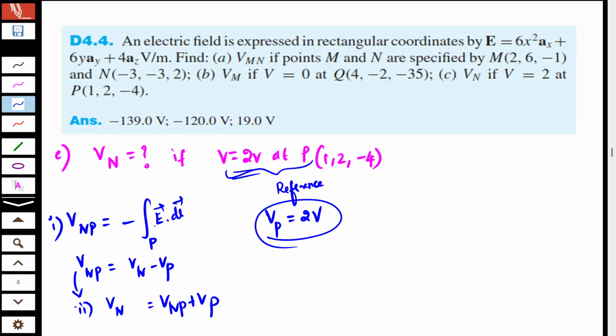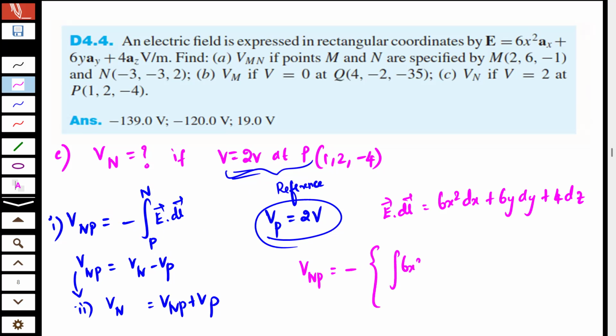The initial position is P, the reference is P, and the final position is N. We can write E dot dl. It is the same as the previous two cases, which is 6x squared dx plus 6y dy plus 4 dz. Now we need to find VNP, which is minus integration 6x squared dx plus 6y dy plus 4 dz with the limits for x, y, and z, where the initial position is at P and the final position is at N.